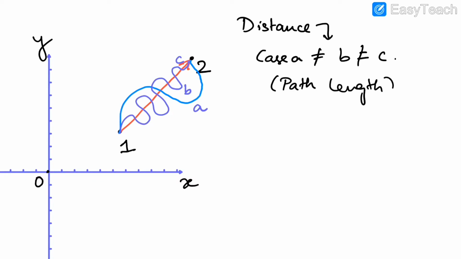How to measure path length? You have to track the exact points through which a person or any car has traveled. That exact path length is the distance covered from point 1 to point 2. So in each case the distance covered is different.